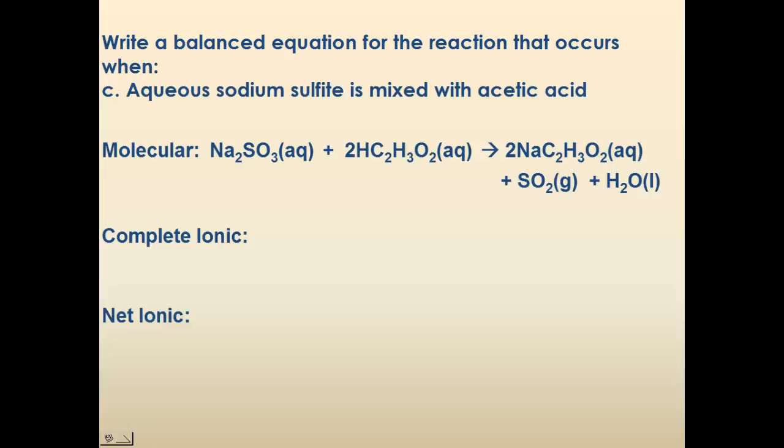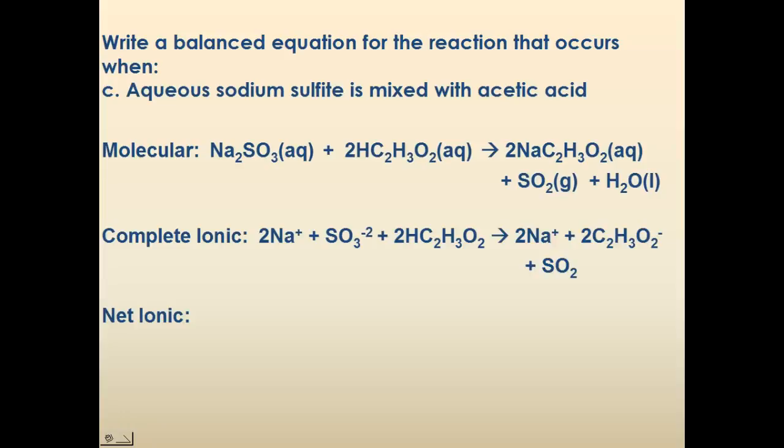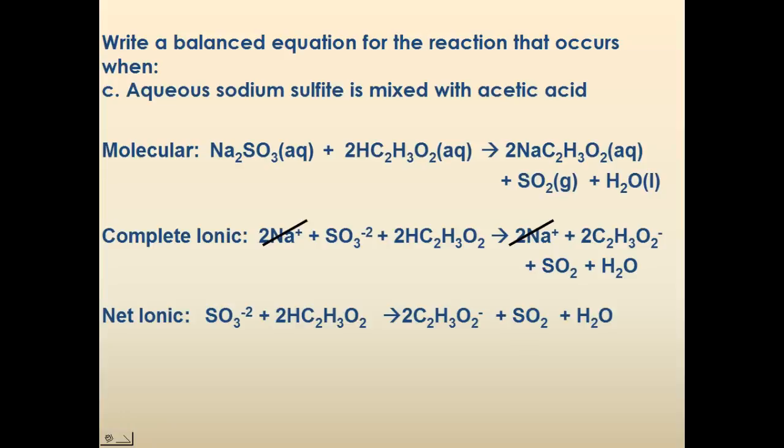Now this time only 2 of our 3 compounds can be ionized because acetic acid is a weak acid. We can ionize the sodium sulfite. All alkali metals that are around water and compounds will be soluble. The acetic acid needs to stay together. The sodium acetate will need to ionize, but the sulfur dioxide and the water will stay together. So the sodium ions cancel, but everything else stays intact. So we have the sulfite along with the acetic acid molecules making the 2 acetate ions, sulfur dioxide, and water.